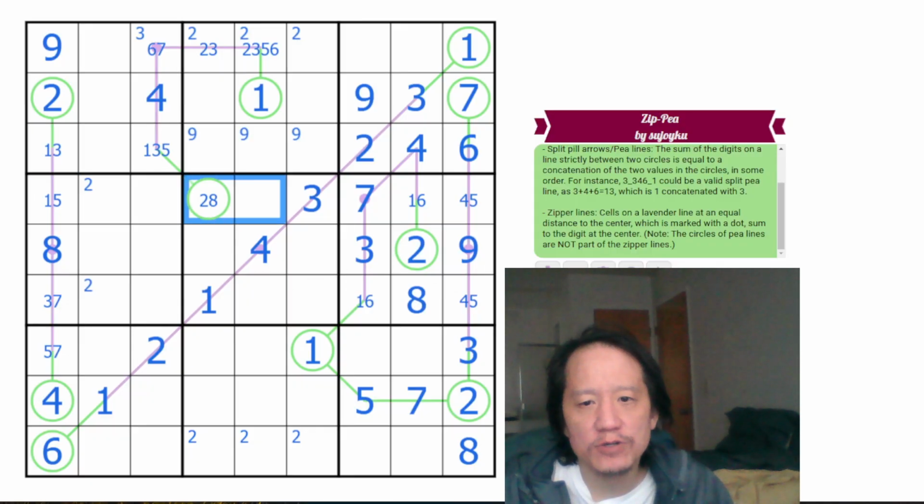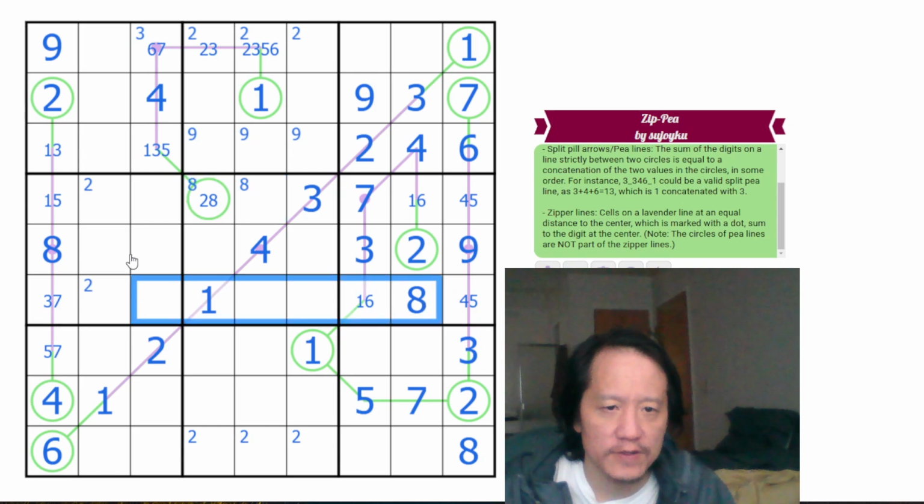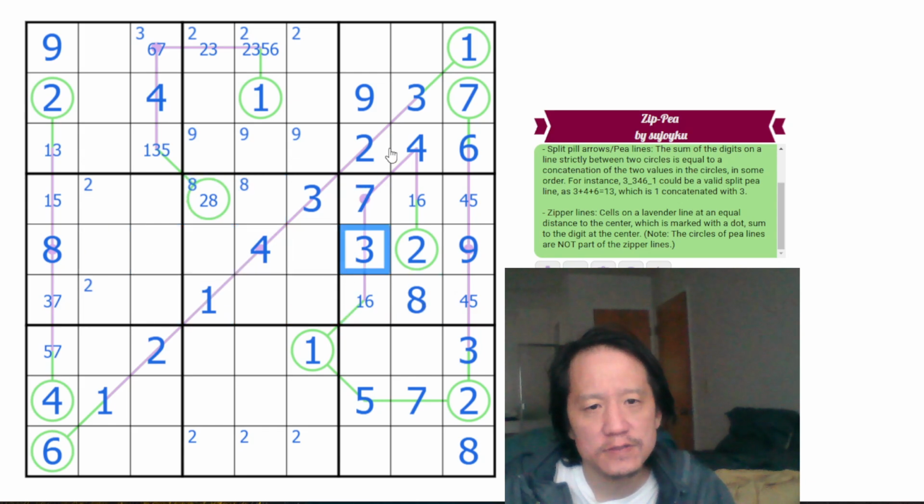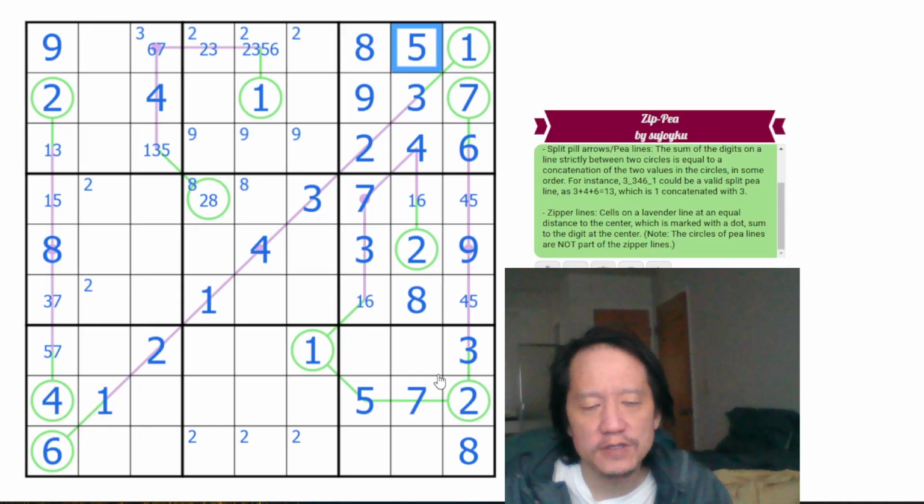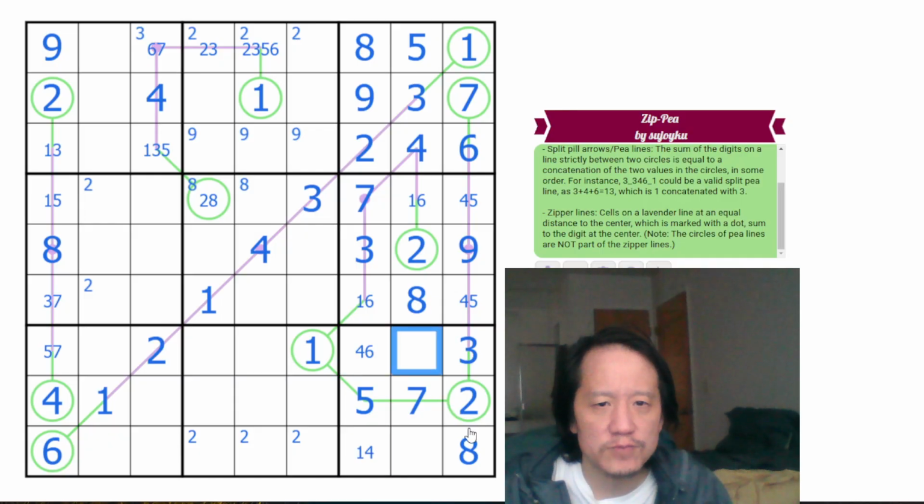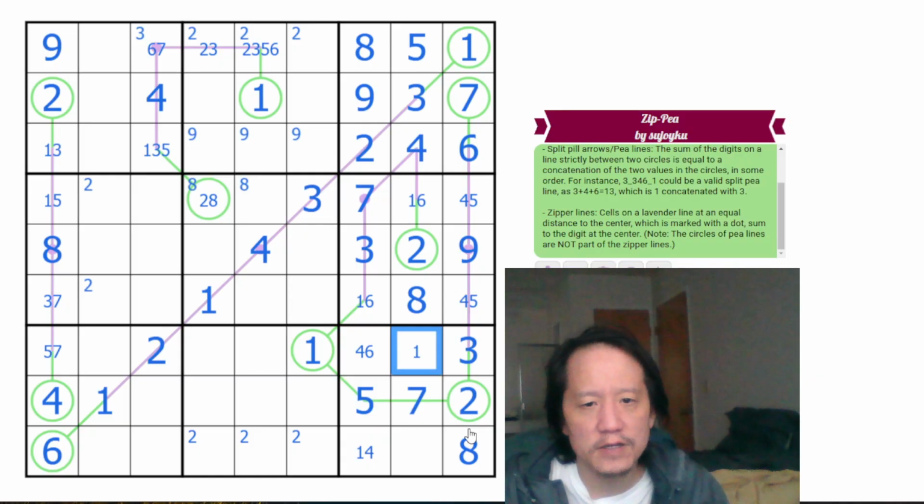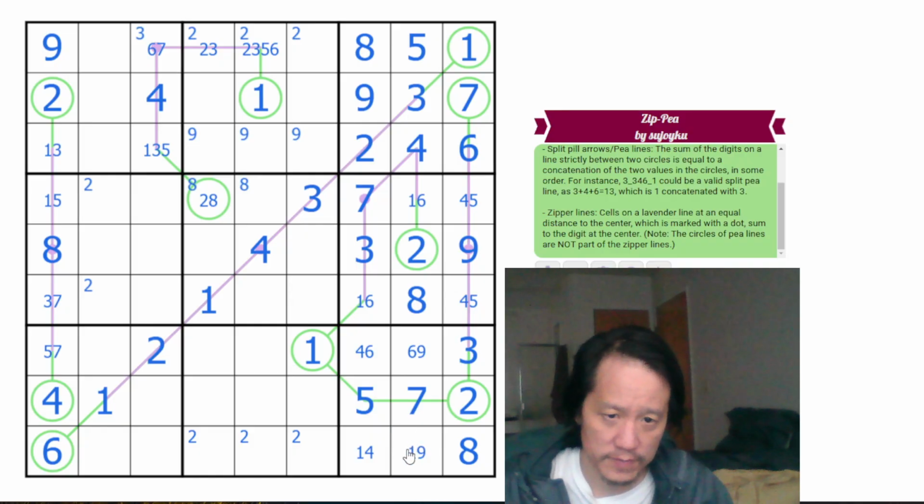The 8 has to be one of these two because of this and this. This can't be 8, so this must be 8. So this is 8, this is 5. We have 1, 4, and 6. This can't be 1, so this is 4 and 6. This is 1 and 4. This is 1, 6, and 9. So it can't be 1, so this is 6, 9, and this is 1, 9.